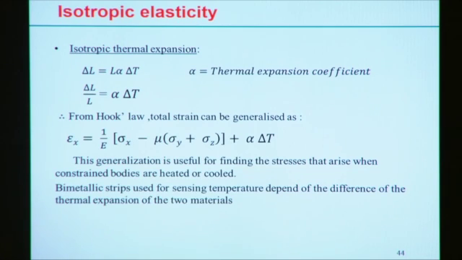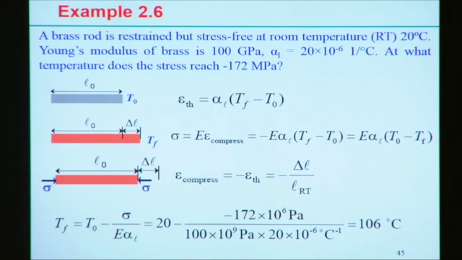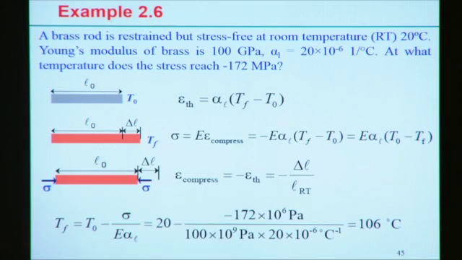One typical example is the bimetallic strip used for sensing temperature, which depends on the difference in thermal expansion of the two materials. Let us look into one example to explain the effect of thermal expansion. A brass rod is restrained but stress free at room temperature, which is 20 degrees. Young's modulus is given, and the coefficient of thermal expansion is also mentioned. At what temperature does the stress reach minus 172 megapascal?